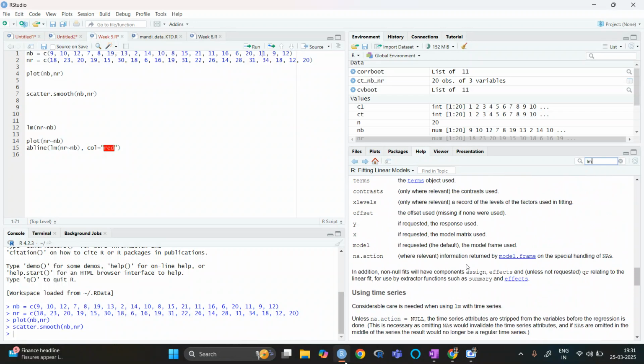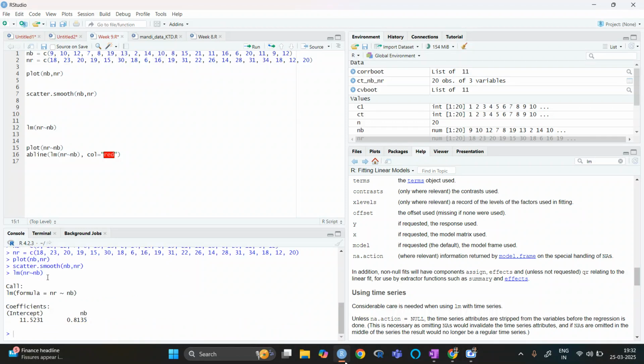So what is the model? How we need to write it is lm, y and then x. So y is the number of runs, dependent on x. If I run it, you can see the formula, NR on NB. So how is NR dependent on NB? What are the coefficients? The coefficients are 11 and NB. This one is the intercept and this one is the slope, right?